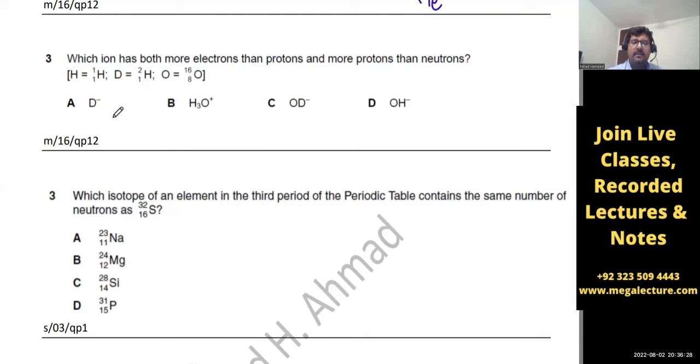Which ion, you're given 3 ions: hydroxide, OD -1, H3O +1, and D -1. Achha, D क्या है? D is an isotope of hydrogen. You got 2 isotopes of hydrogen. You got 1,1 and you got 2,1, right? Nucleon's different, right? Can somebody tell me which ion has both more electrons than protons and more protons than neutrons?